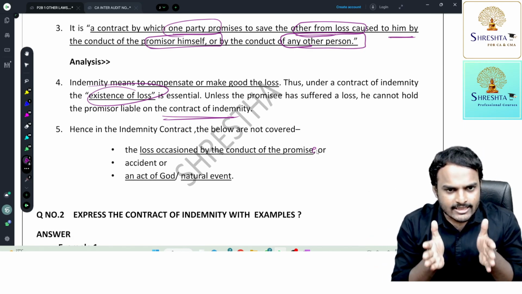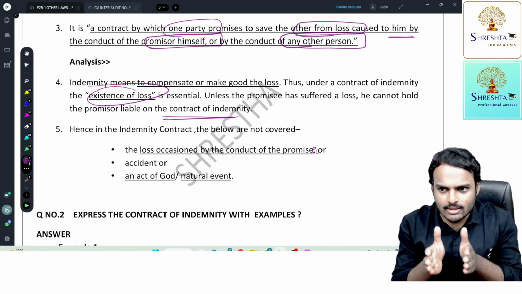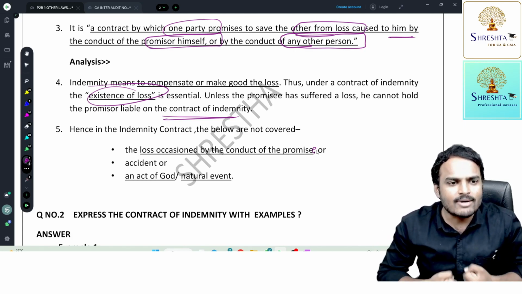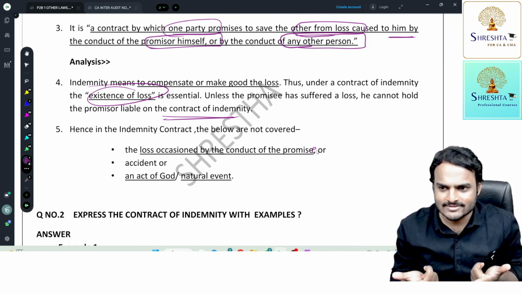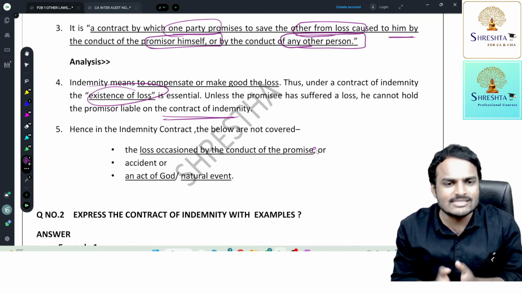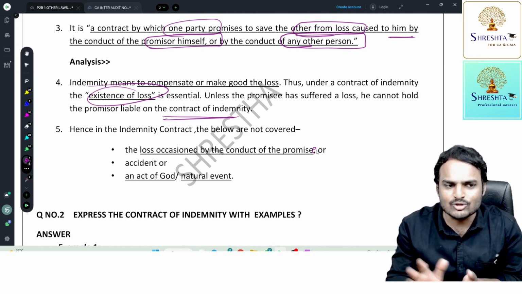So in this case, tell me, do you think the parent is liable to the neighbor? No. Why? That damage was caused by the conduct of the promisee. That loss was caused because of whose conduct? The promisee's conduct. So because of the promisee's conduct, the promisor is not liable to the promisee.